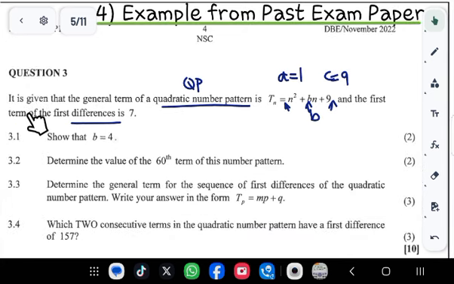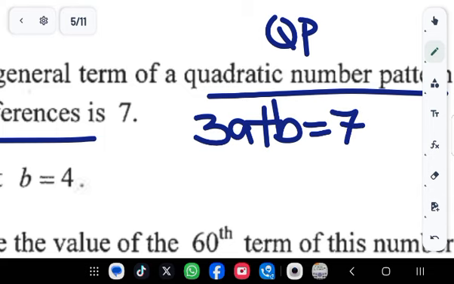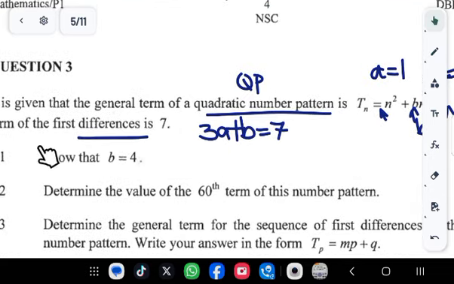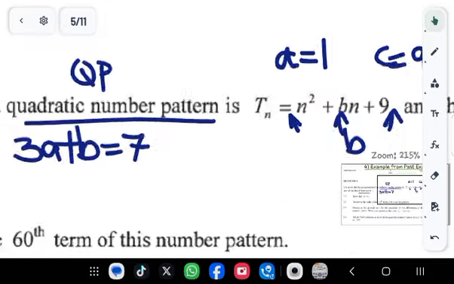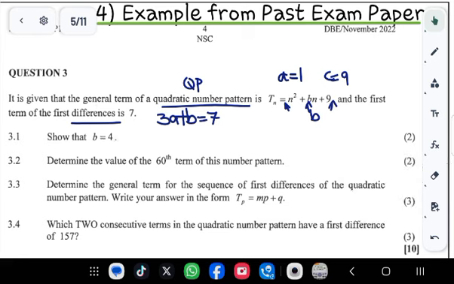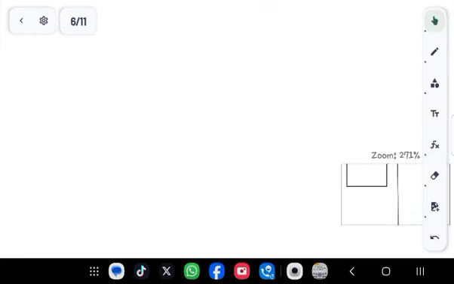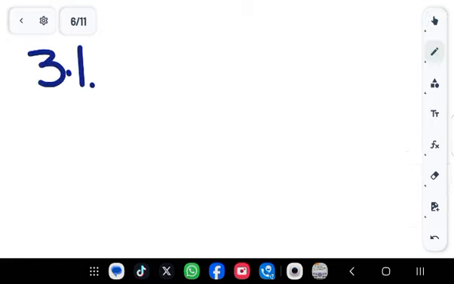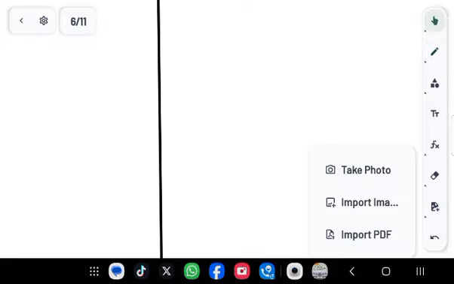Now, they also say that the first term of the first difference is 7. The first level of difference, the first term, is 3a plus b, and we'll see that from the net. We're supposed to show that b equals 4, in other words, that this coefficient of n is equal to 4. Always keep this in mind when dealing with a quadratic pattern. Have this net handy because it's going to be very crucial for you to use.